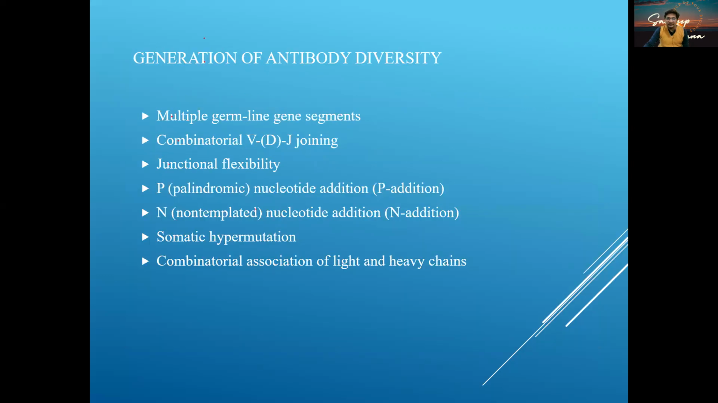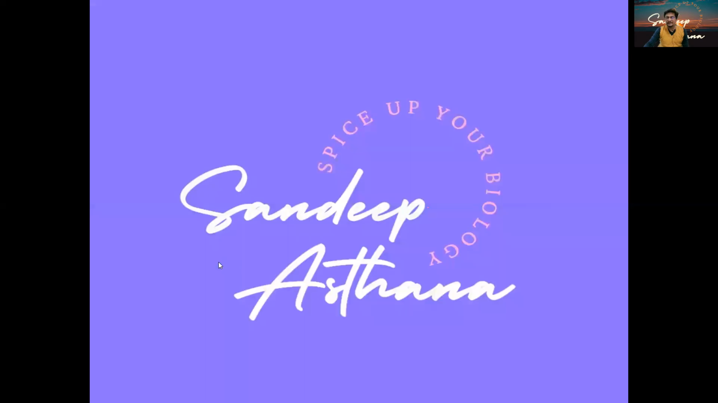And these are the many ways a huge antibody diversity can be developed. For example, multiple germline genes, VDJ joining, junctional flexibility, palindromic nucleotide addition, P and N addition, somatic hypermutation, and combinatorial association of the light and heavy chains. This leads to huge diversity in antibody structure.